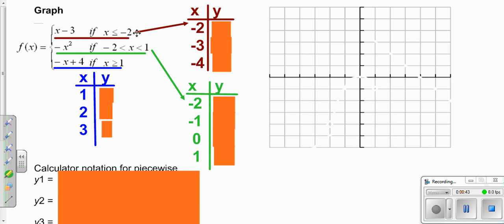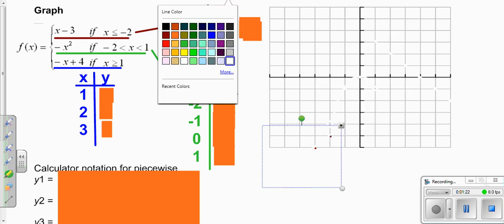So if I take a -2, plug it in here, -2 minus 3, plug in -3, -3 minus 3, -4, plug it in here, -4 minus 3 would be a -7. So all I'd have to do then is go ahead and plot those points. 2 over, 5 down. 3 over to the left and 6 down, and so on. And just plot those points and connect my graph.